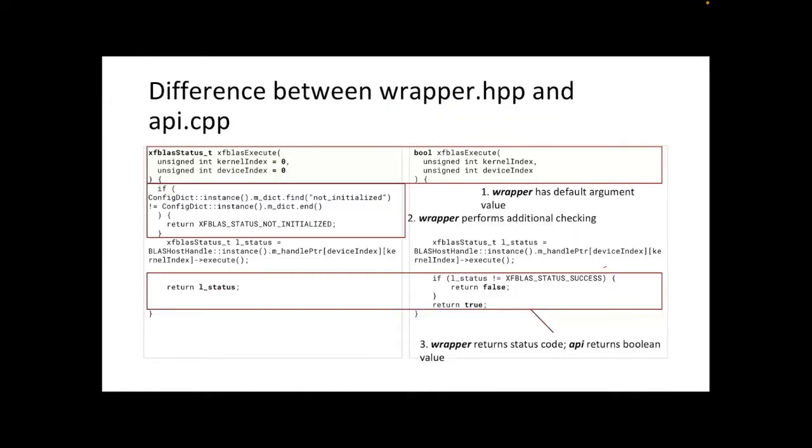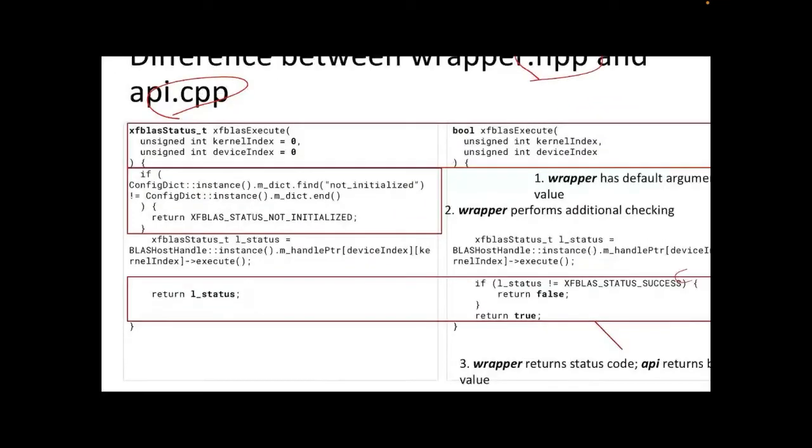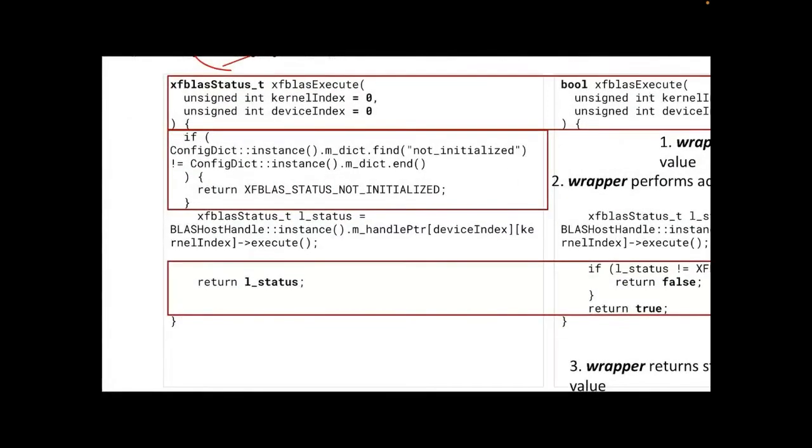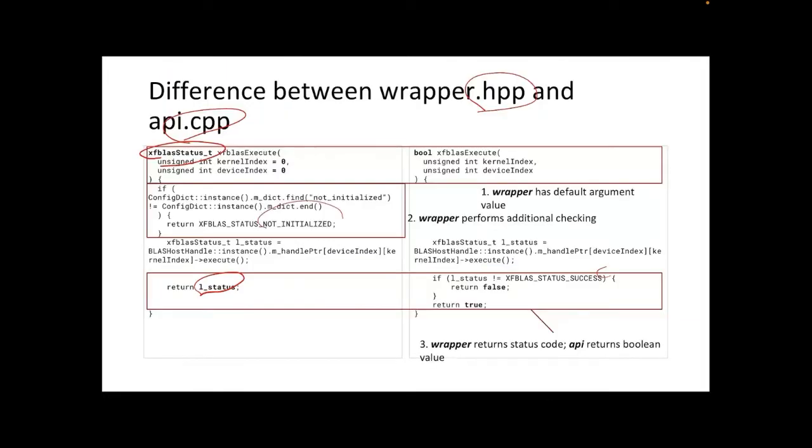The main difference between Wrapper.hpp and API.cpp is that Wrapper.hpp, which is the source code of the entire host side program, returns a status code of enum type, and there is additional checking to see if we initialized the internal class. The functionality is the same, but the return value is different. So we can tell that API.cpp is simpler than Wrapper.hpp.